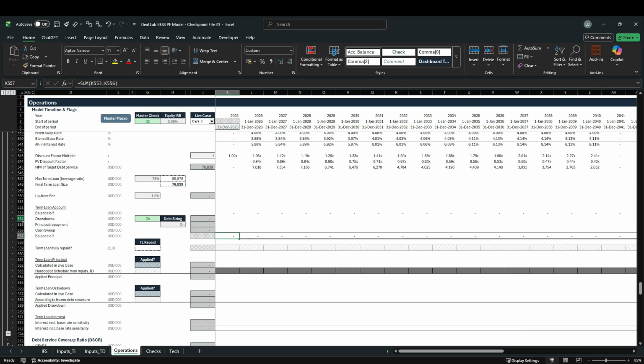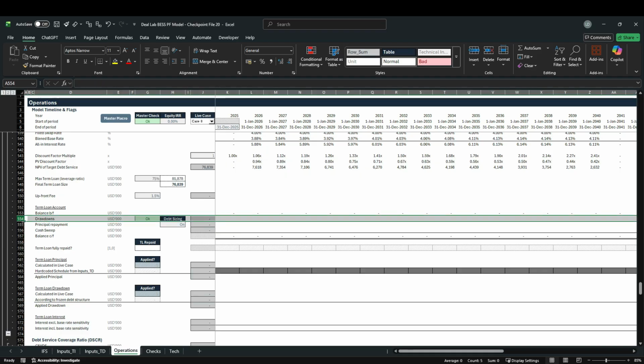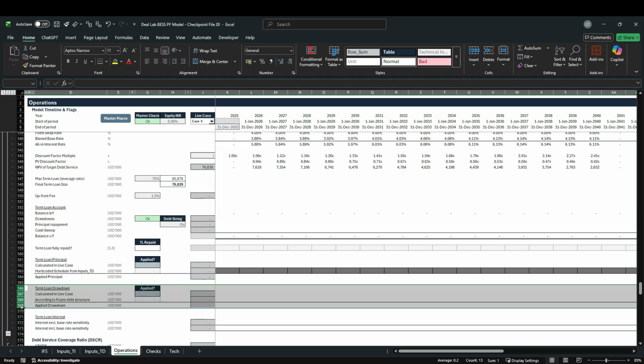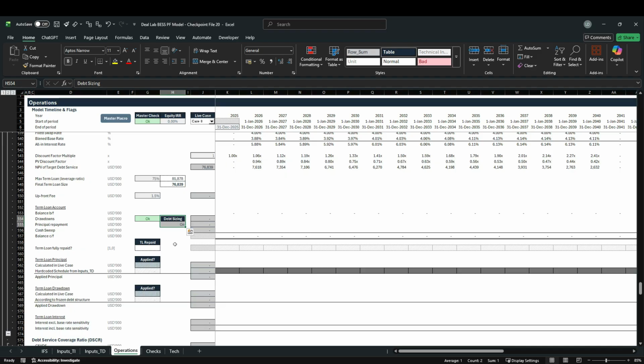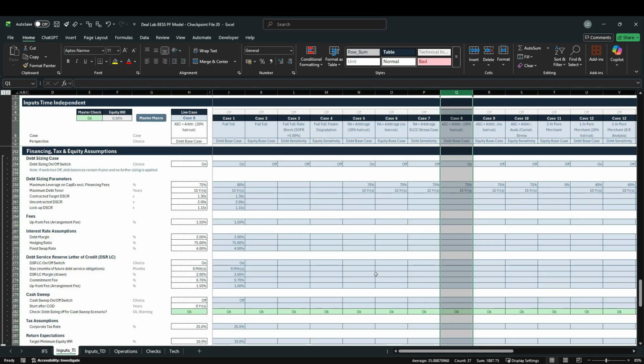And before we can model a drawdown or link it into our account, we first have to calculate our drawdown further down here in a separate section in row 566 onwards. And we will have a distinction here within the modeler, and that will depend on whether our debt sizing is turned on or off. And in our live case 8, we are in a debt sizing case. And the debt sizing case switch comes from our inputs time independent sheet. So let's flip over there really quick.